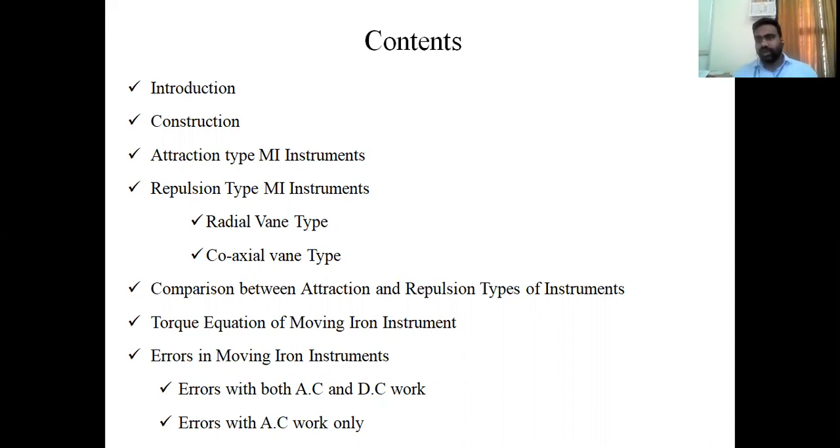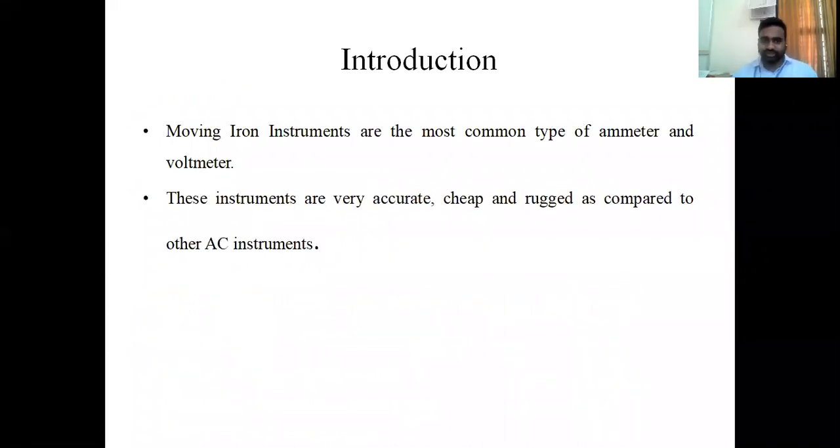What will happen if an MI instrument, a moving iron instrument, works with DC as well as AC, and what will happen if the MI instrument is used only with AC? Moving iron instruments are generally made for measuring AC current, but we will see in the error discussion what happens if one is used to measure DC current. So this is an introduction.